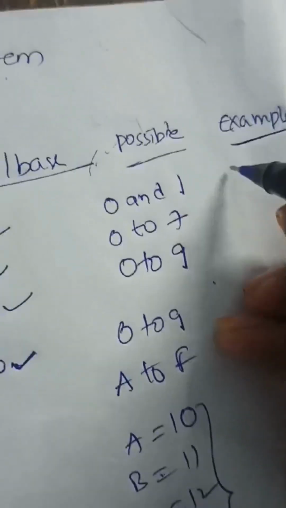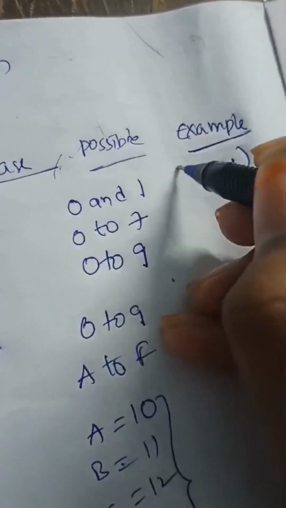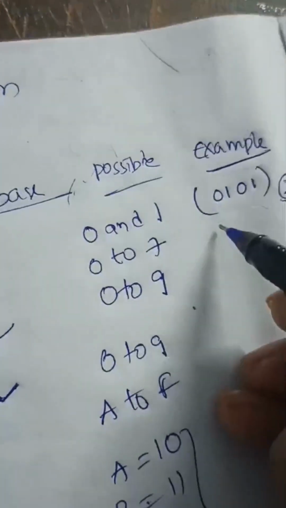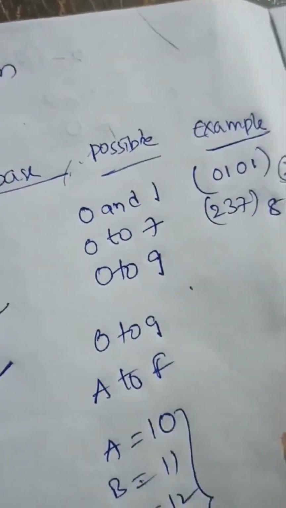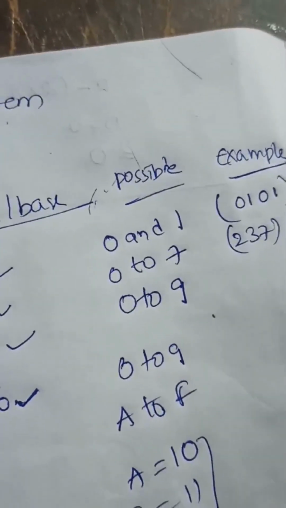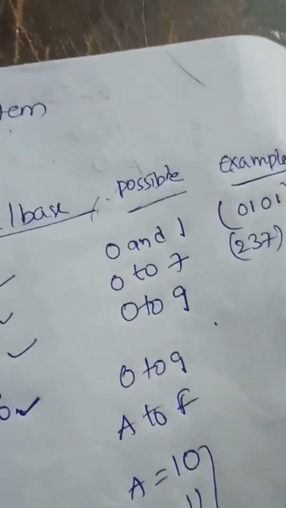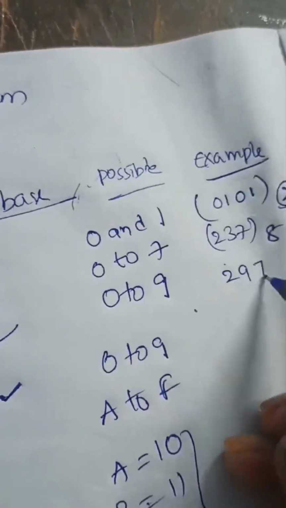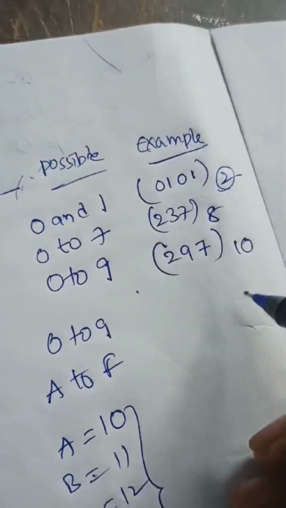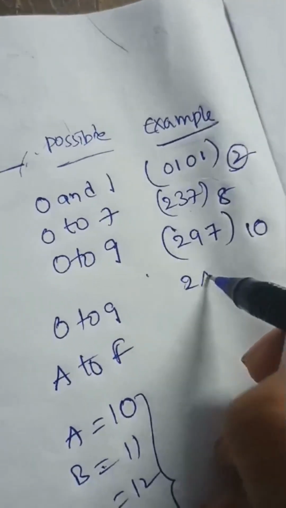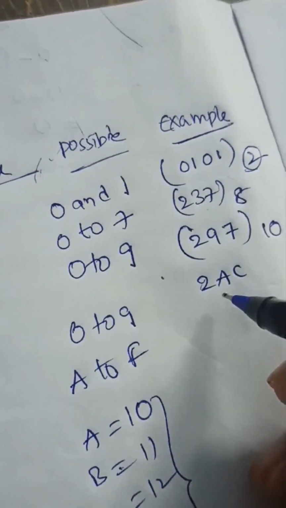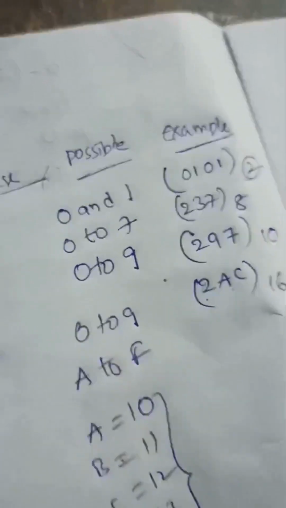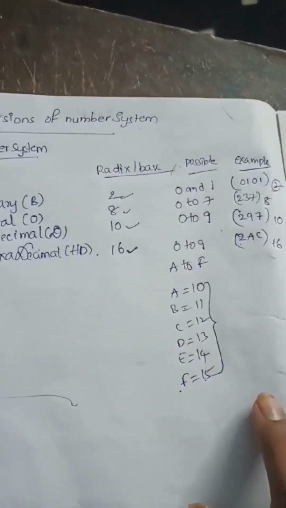in the binary form we will represent as 0101 to the base 2. If the base is 2, that is binary form. If the base is 8, then it is called octal. In the name itself, octa means 8. The binary, the name itself, binary means 2. In the decimal, 297, the base 10. Base 10 is decimal. Hexadecimal 2AC. The combination of numbers and alphabets is called hexadecimal with a base of 16. These are the types of number systems.